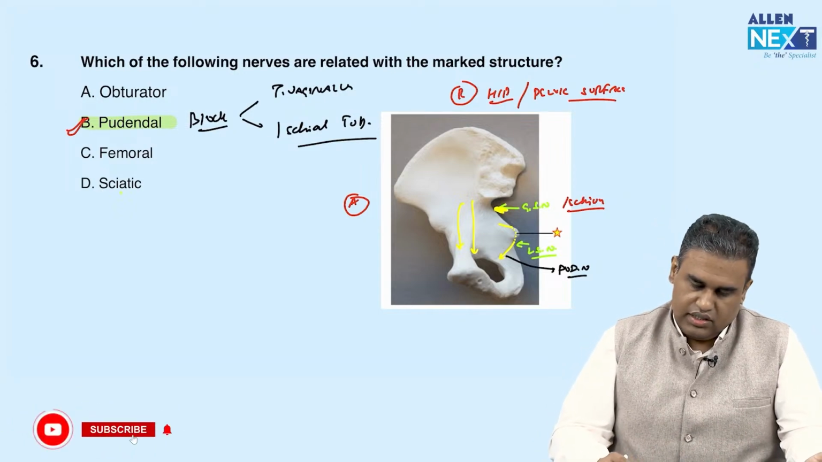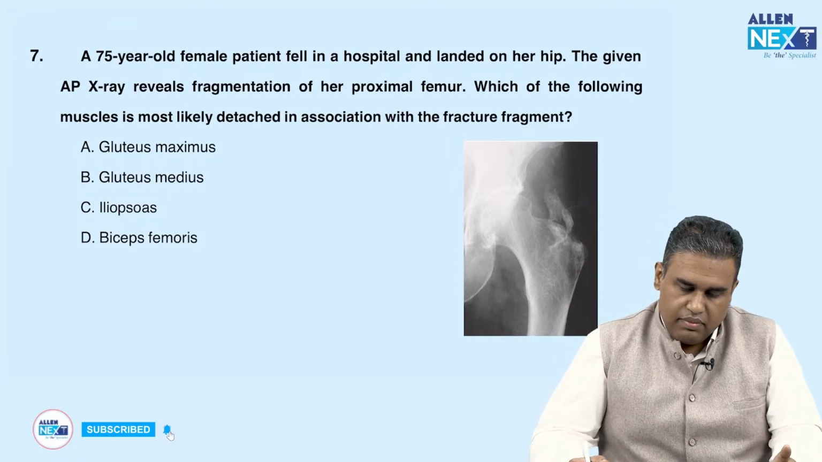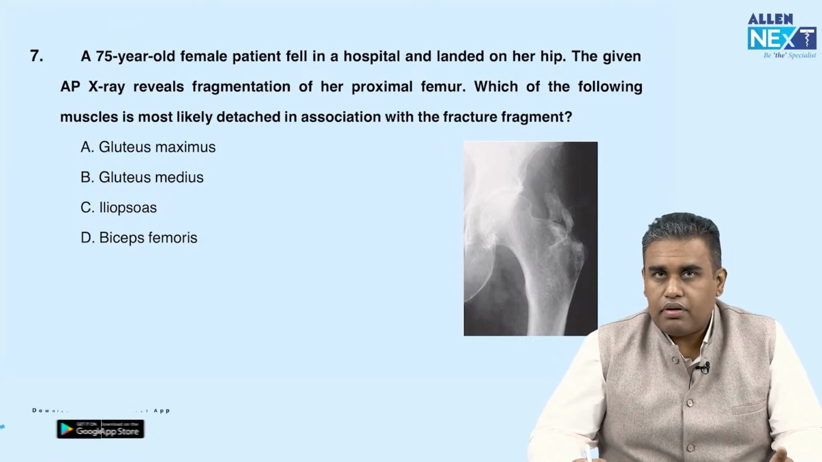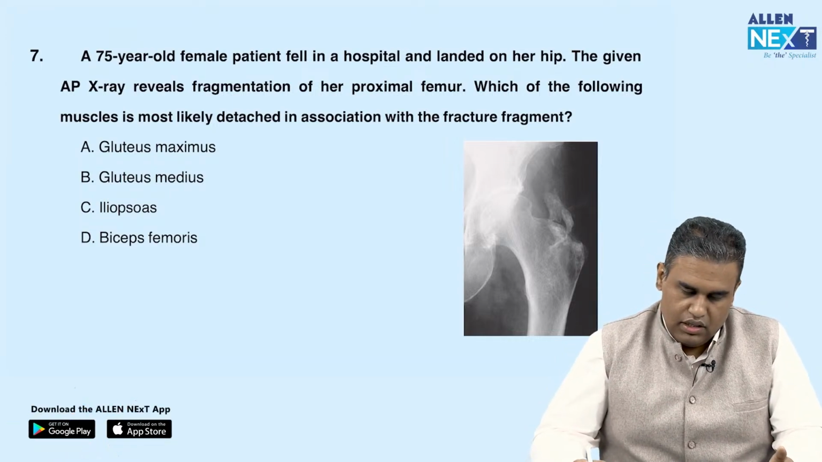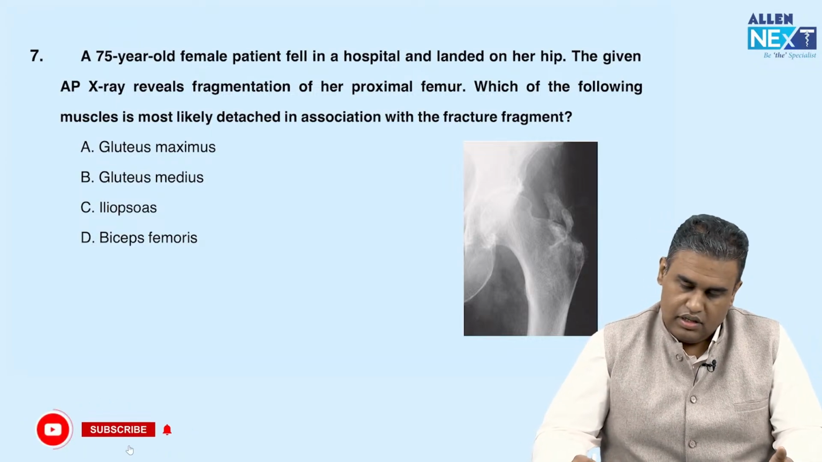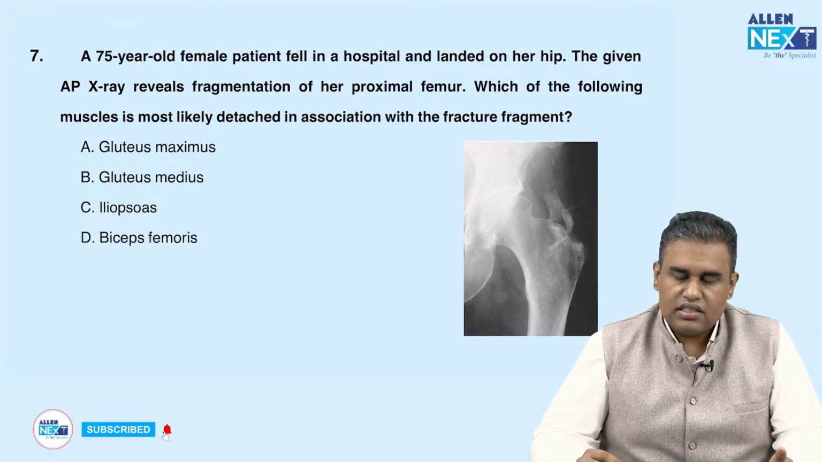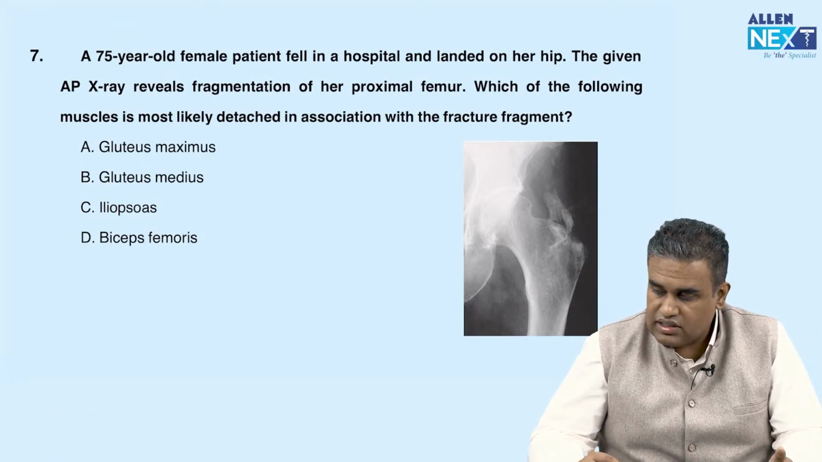Okay, so next question. A female fell in the hospital and landed on her hip. Old age female. The X-ray shows fragmentation of her proximal femur. Which muscle is most likely detached in this fracture over here?